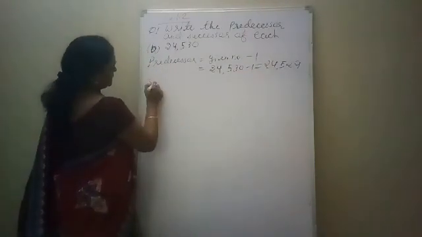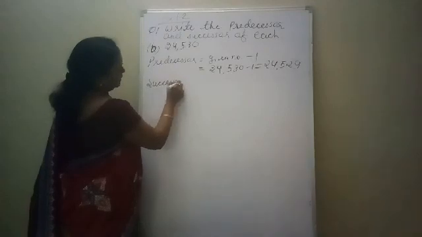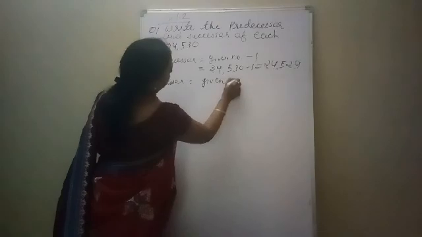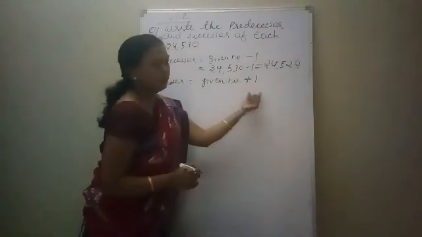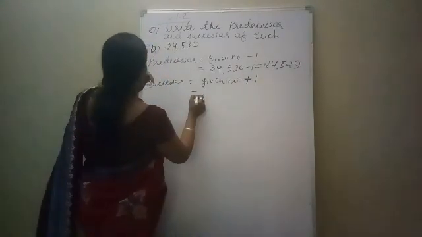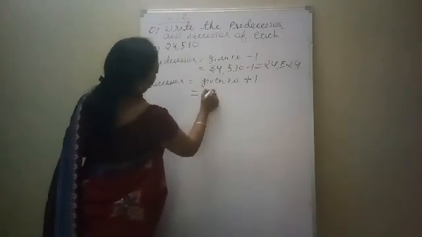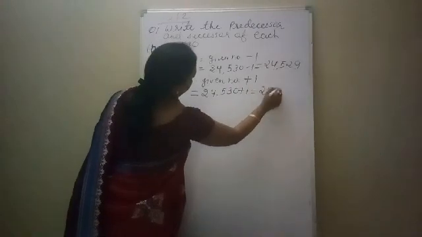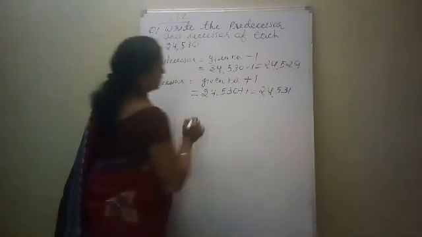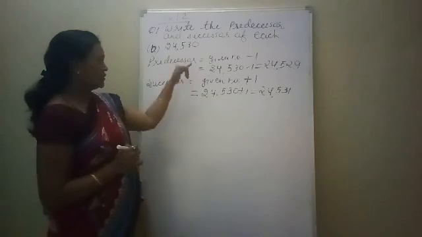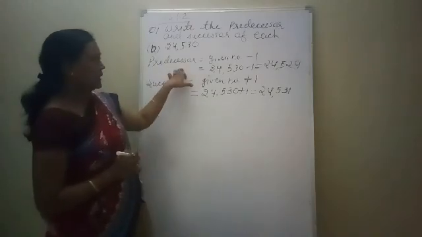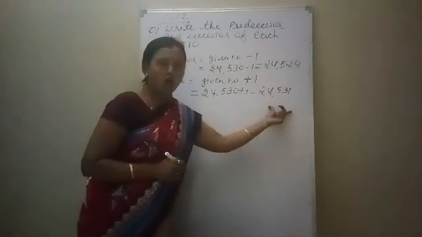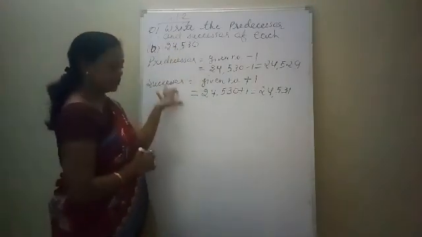Now the successor of the number. For finding the successor of a number, it is the given number plus 1. So the given number is 24,530 plus 1. So your answer is 24,531. Predecessor means the previous number and the successor means the number after. I hope you understood.